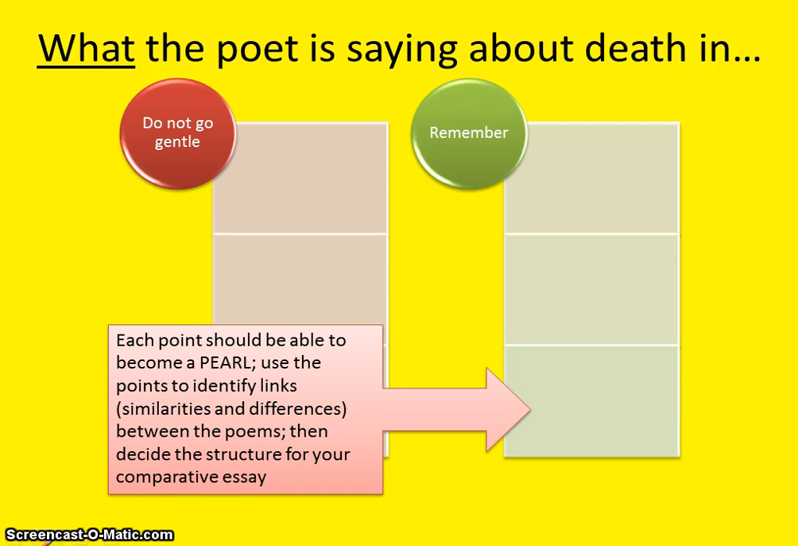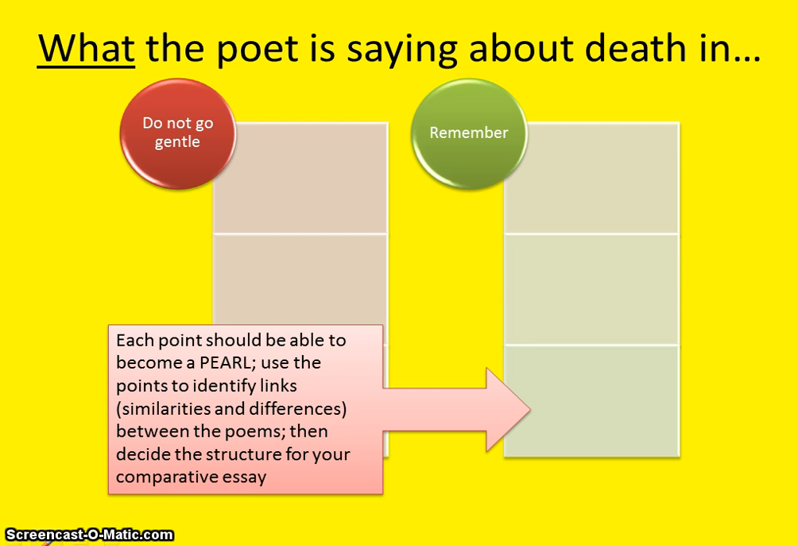Okay, you get to decide the structure for your essay. You can do one of two things. You can have a paragraph about Do Not Go Gentle and the views of death, talking about structure and language, and then a paragraph about Remember, talking about structure and language and how they present death. Or you could decide that you want to compare within the paragraph.